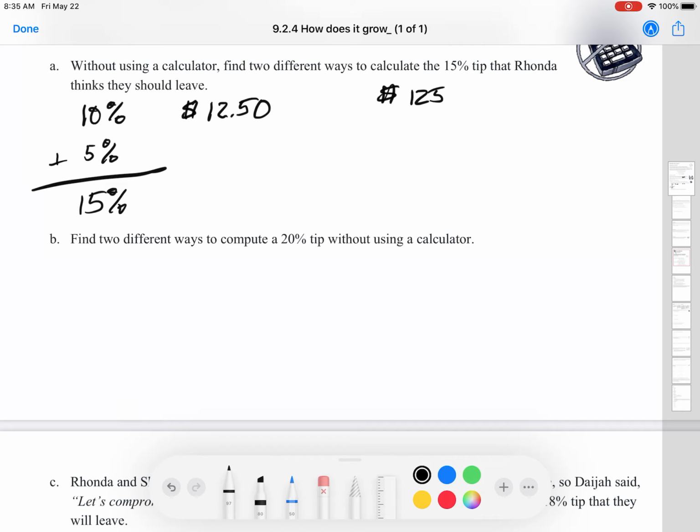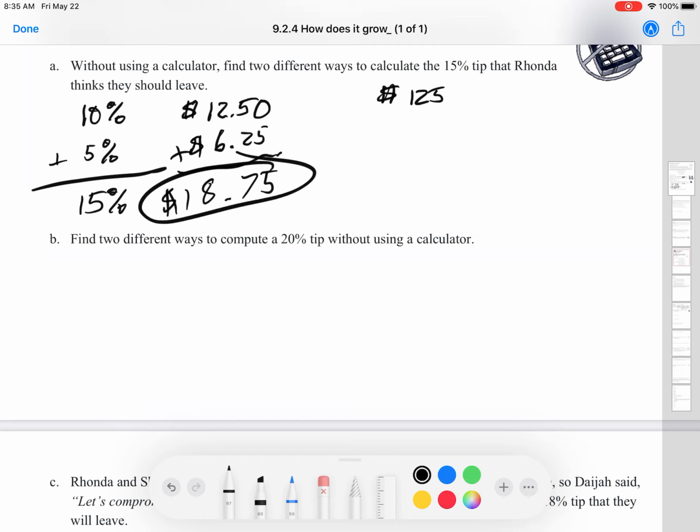So that's $12.50. To get 5%, the nice part is let's just cut that in half. Just cut that in half. So half of 12 is 6 and half of 50 is 25. So just like the 10 plus 5, we're going to add these up. Add them up, and we got a 5, a 7, an 8, and a 1. So the 15% tip would be $18.75.